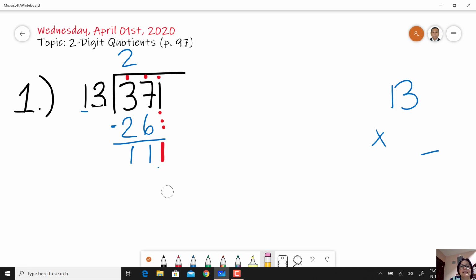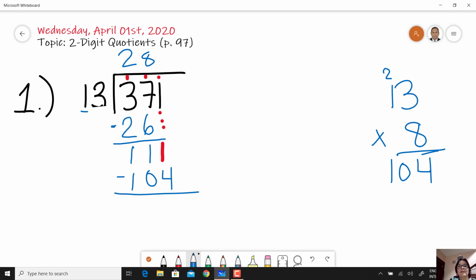So that means that instead of 9, we have to use another number, less than 9. So let's try with 8. So now we are going to multiply 8 times 13. 8 times 3, 24. 4 in here and 2 here. 8 times 1, 8 plus 2, 10. So now we are going to write 104 in here and then we have to subtract.